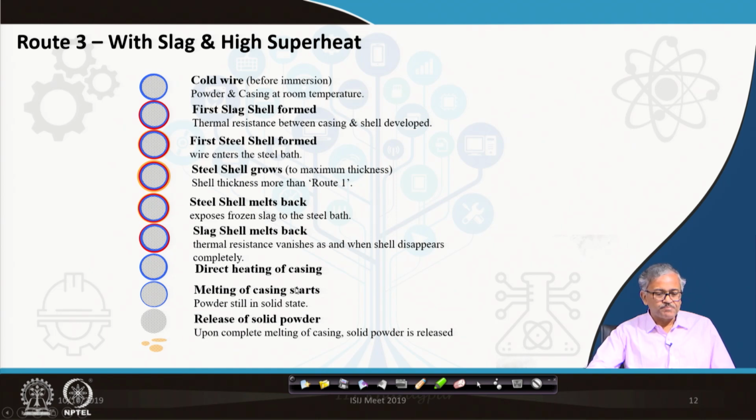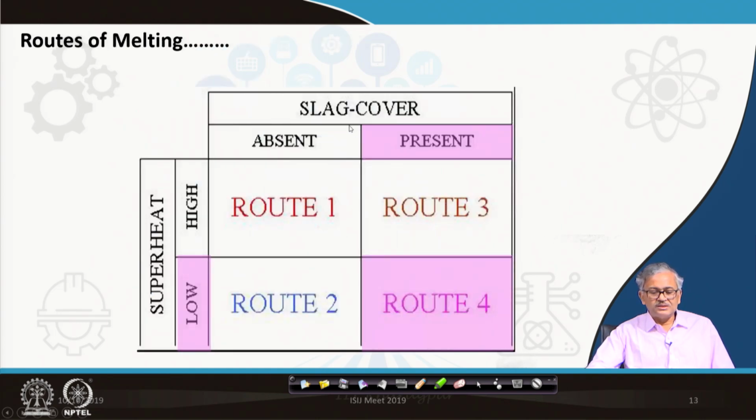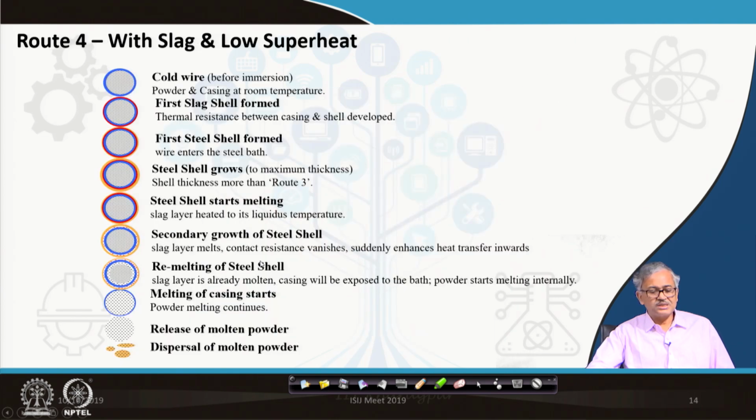Okay. So next we get the case where you have a slag layer as well as a low superheat. Now in this case, what you can find is the same sequence: a slag shell forms, then the steel shell forms, then the steel shell dissolves, the slag shell dissolves, the casing dissolves, and the powder gets released. But here some unique phenomena take place.